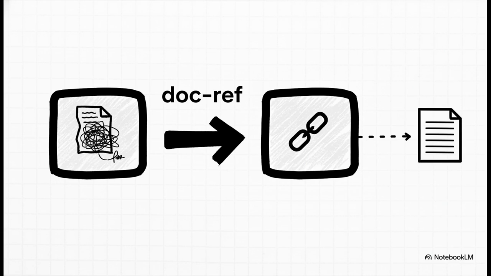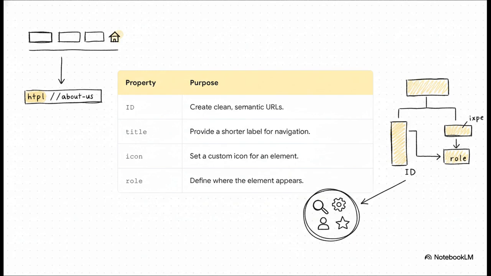And you'd be right. That's why there's a better way for longer content, the docref property. This lets you just link to an external Markdown file instead. So your diagram stays clean, but you can still have a super rich, content-heavy website. And this goes way beyond just page content. You get an incredible amount of control.